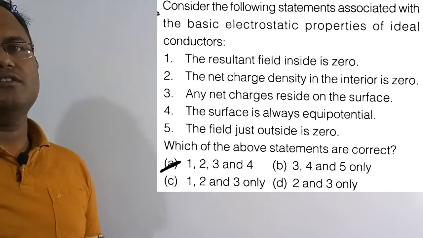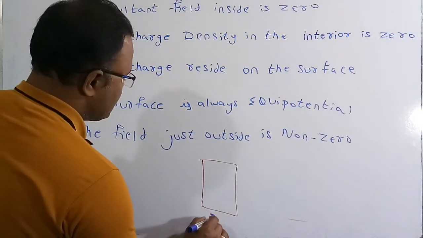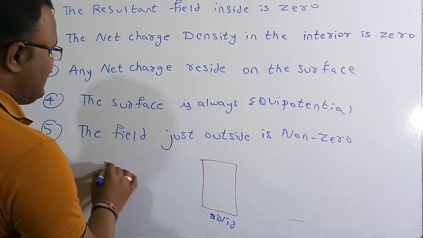So now let us solve this numerical. Suppose there is a solid conductor. For the solid conductor, suppose I externally apply an electric field.